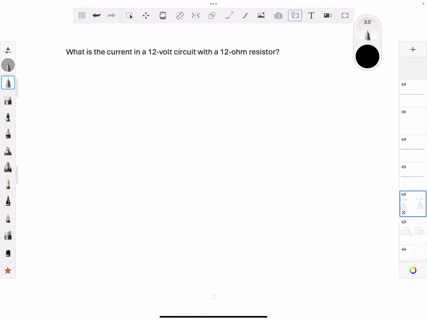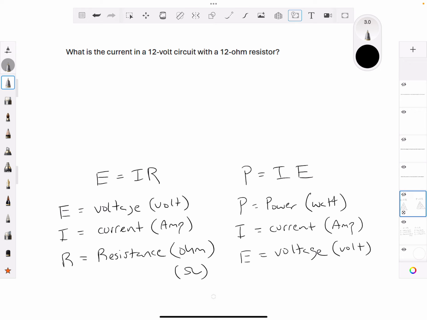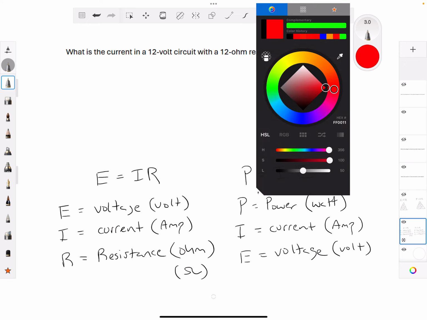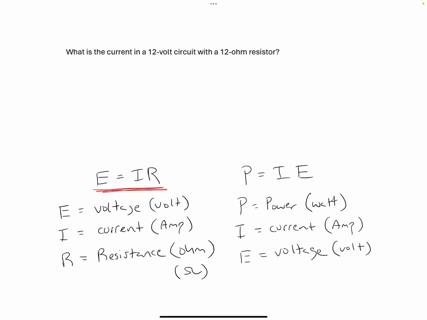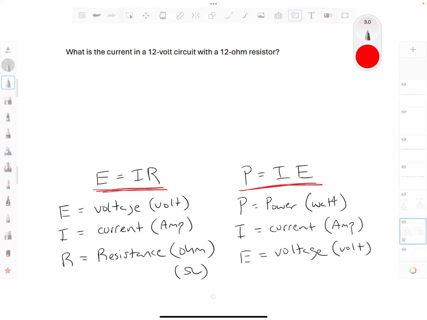All right, so here we go. We've got a problem that says, what is the current in a 12 volt circuit with a 12 ohm resistor? When we get into these circuit problems, you're going to need to know these two equations. These two equations are the main equations you need to memorize. If you don't have these memorized and you don't understand what each of the variables are, it's going to make it difficult to solve any of these problems.